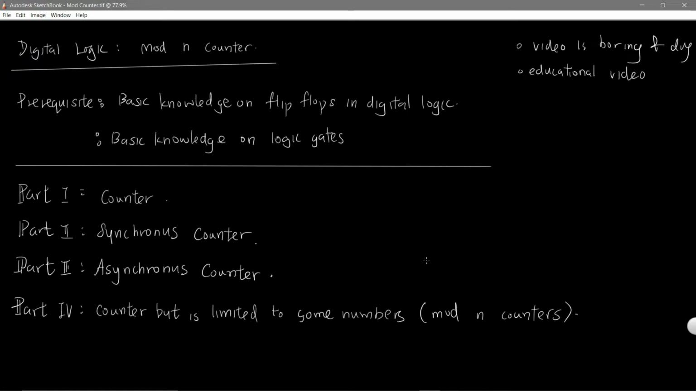Let's say it is limited to counting from 0 to 49, and that is called a mod 50 counter. A mod 50 counter resets to all 0 upon reaching the counting sequence of 50. Of course, the 50 is expressed in binary form.